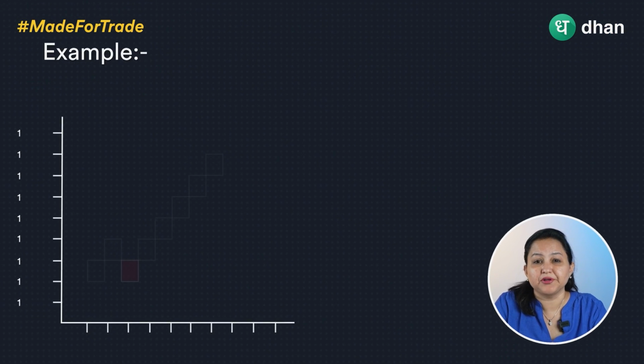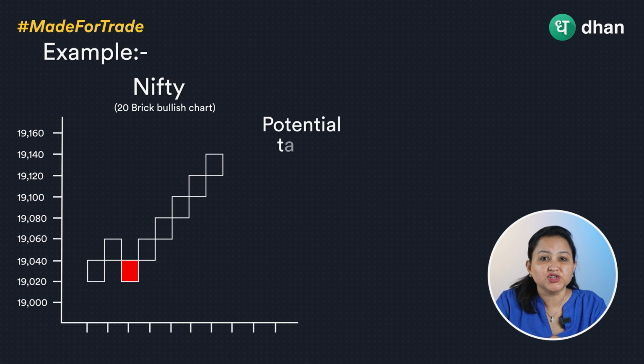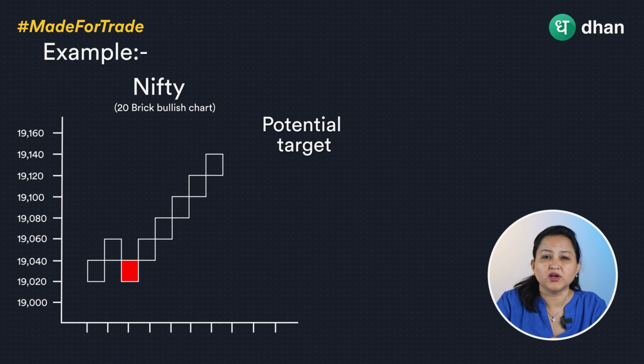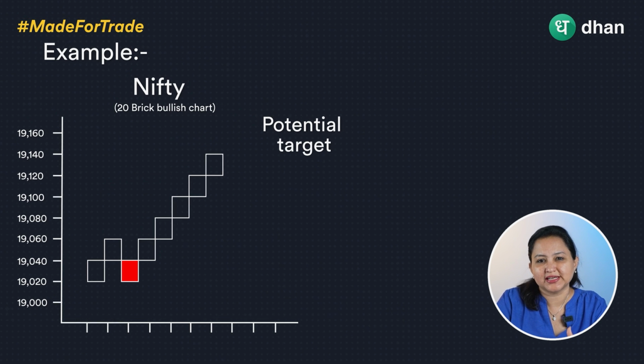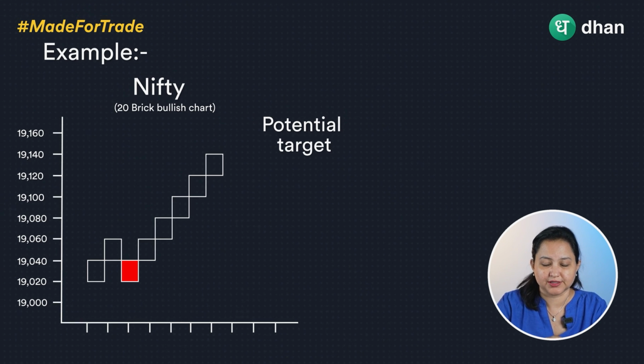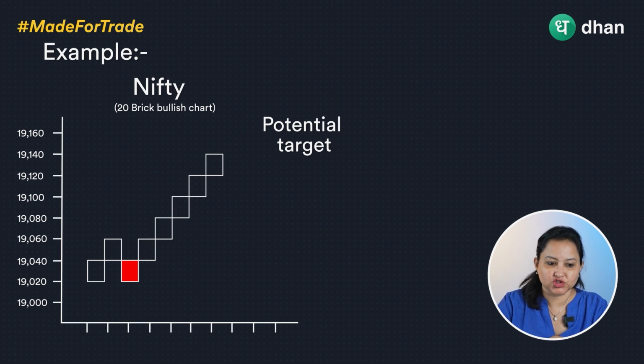How are these targets calculated? Here we need to consider the brick value, and we need to understand the breakout level for finding the target. This is an example of Nifty to find the potential target. In Renko, they are also called extensions. So a target is equivalent to an extension in Renko charts. Technically they are called extensions.